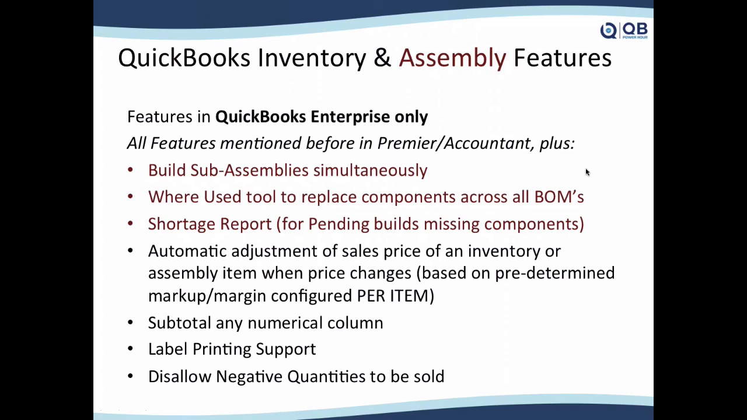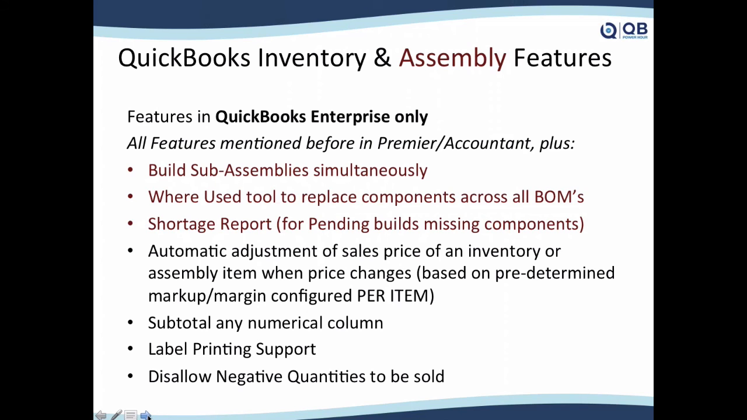You can do subtotals for any numerical column. So if you want to do a subtotal for a custom field that contains maybe the weight of the product, QuickBooks Enterprise can actually add up those numbers for you. And it can also do label printing support. Okay, so if you want to print labels on a laser label printer, QuickBooks Enterprise can do that.